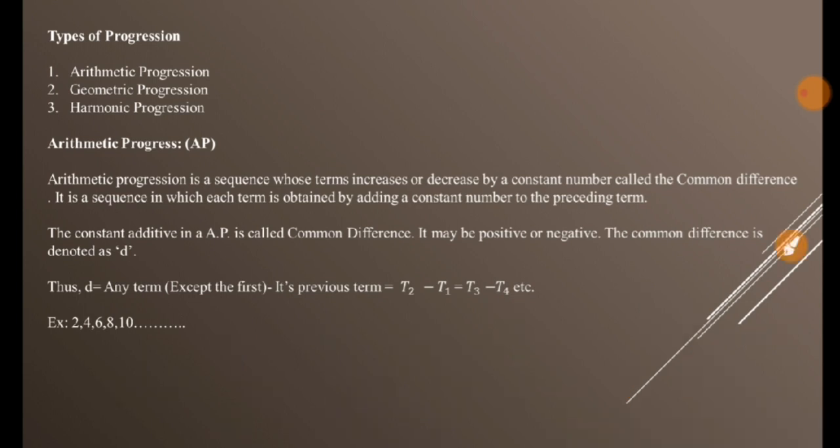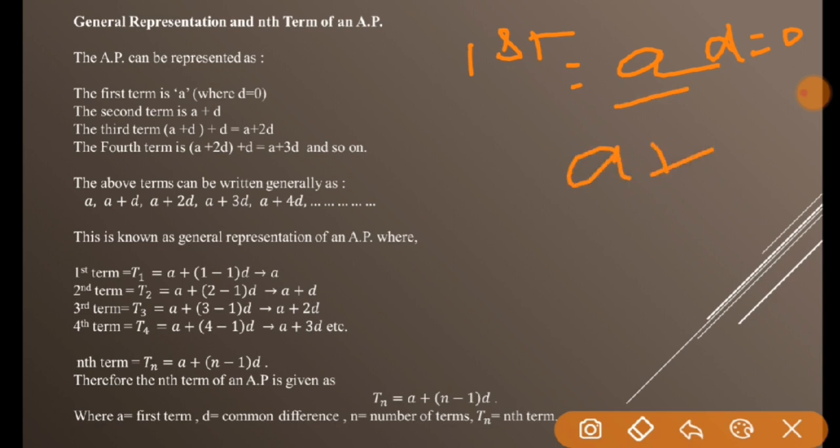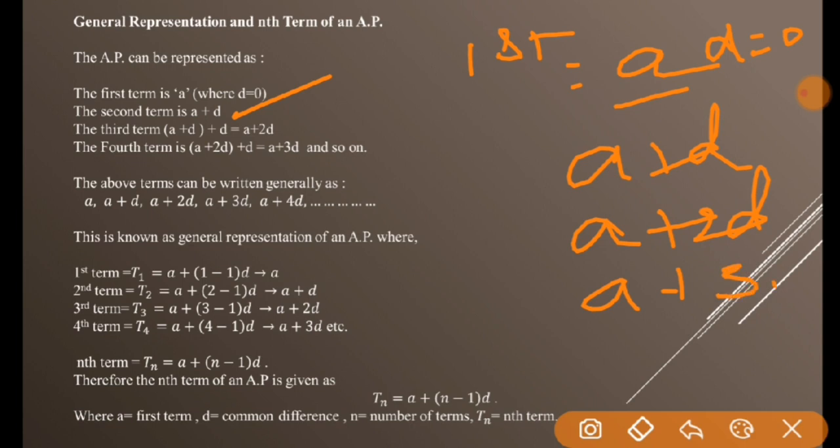Okay, we'll move on to the next part: general representation and nth term of an arithmetic progression. Usually the first term will be represented as A, where D is equal to 0, so that's why we are getting A only. Second term is A plus D. Third term is A plus D plus D, you will get A plus 2D. Similarly, the fourth term is A plus 3D.